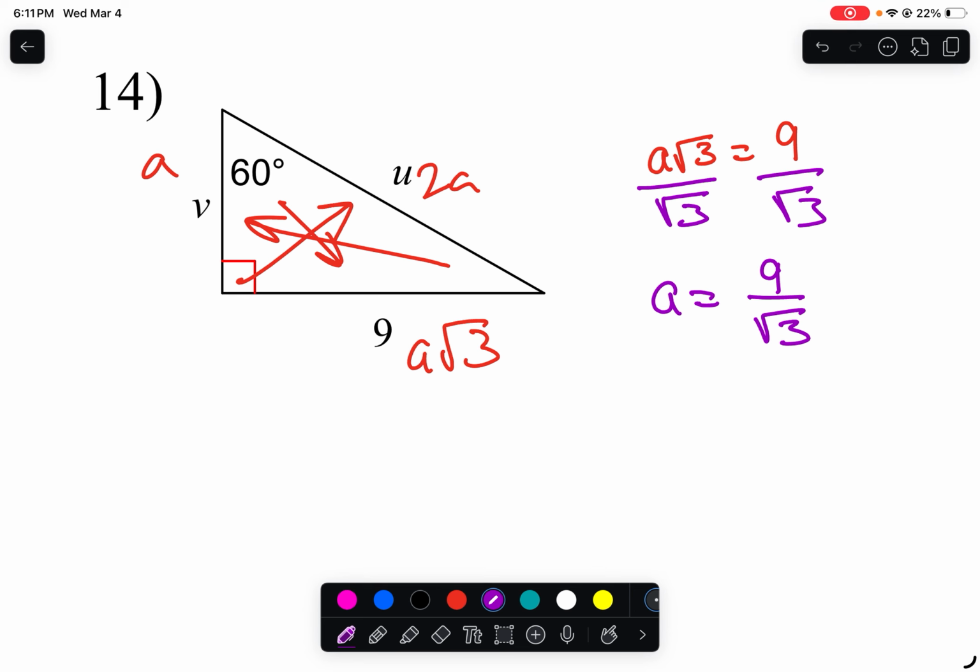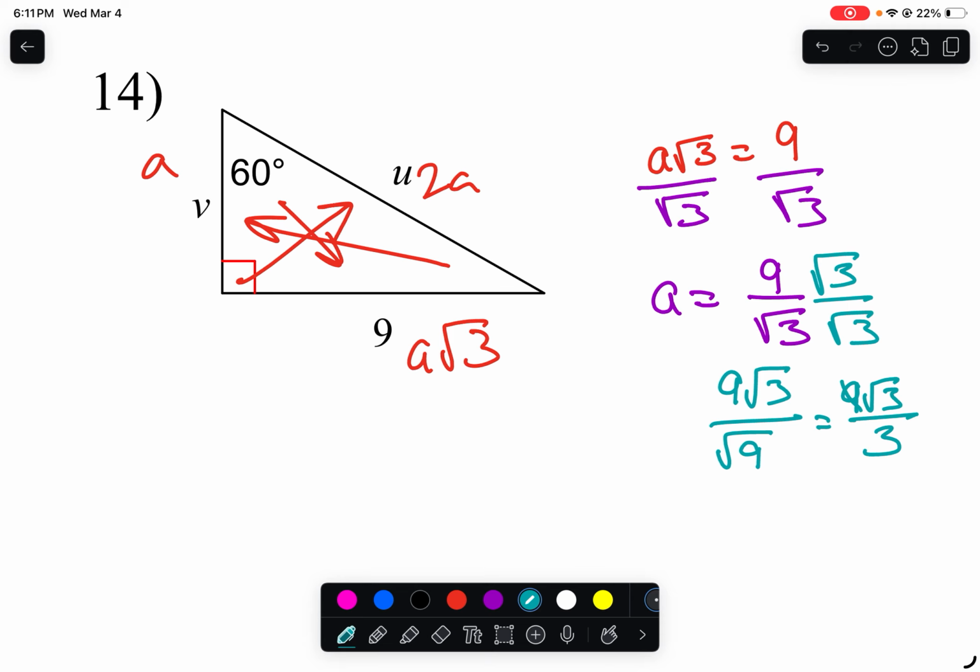However, it's not rationalized. If you remember, we cannot leave a radical in the denominator, so we need to go and rationalize this. So I'm going to do root 3, I get 9 root 3 all over the square root of 9, which is 9 root 3 all over 3. This 9 and this 3 simplify, so I end up with a is equal to 3 root 3, because 9 divided by 3 is 3. So in this case, v is equal to 3 root 3.